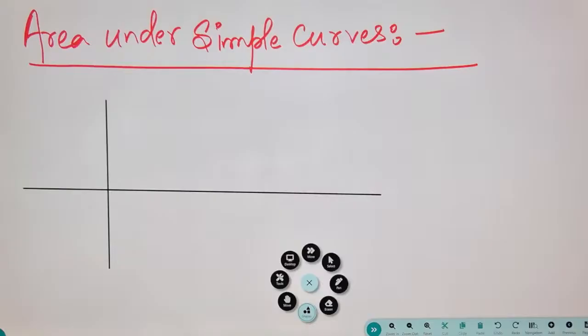Write in the next article, area under simple curve. टॉपिक का नाम लिखो एरिया अंडर सिंपल कर्व.